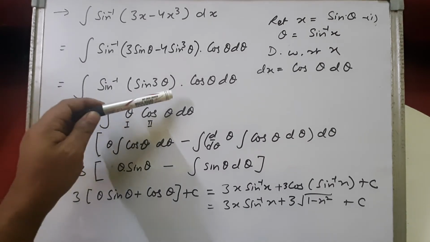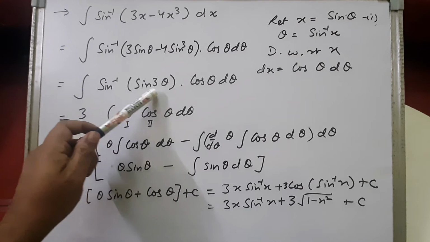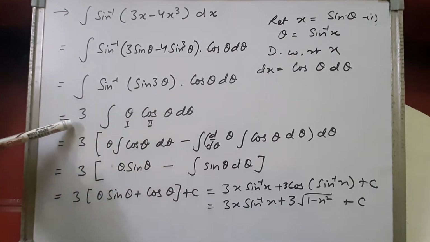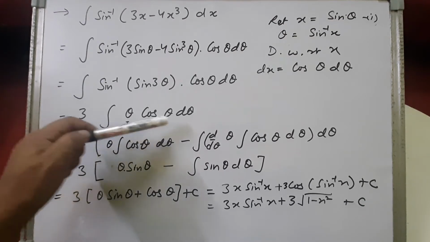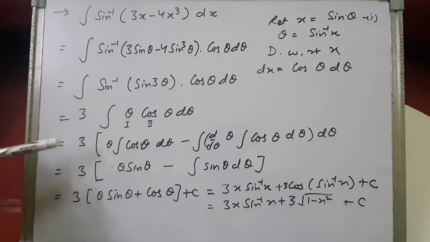Sine inverse of sine 3 theta will be 3 theta. We studied inverse trigonometric functions. So what we'll get is 3 theta here. 3 is a constant, I have written it outside the integration sign. So this is 3 times integration of theta cos theta d theta. First function, second function, integration by parts we are applying.